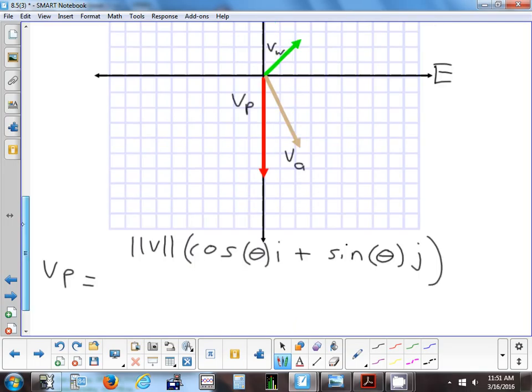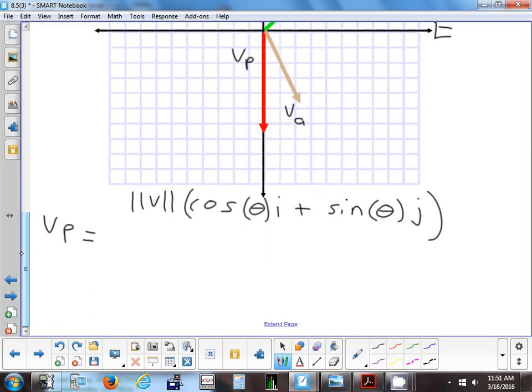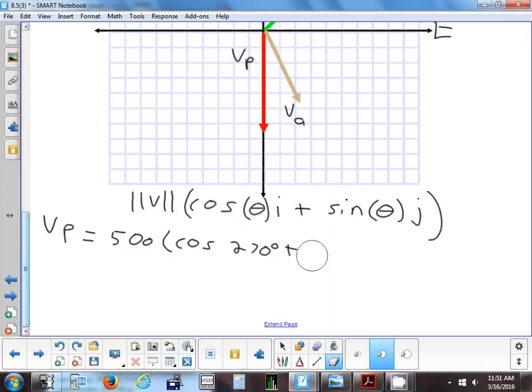What's the magnitude of the vector for the plane? 500. Don't worry about the minus, that's going to be taken into account with the angle. Okay, so it's 500 and that's 270. Yep. Plus i, put the i right next to it, plus sine 270 j.